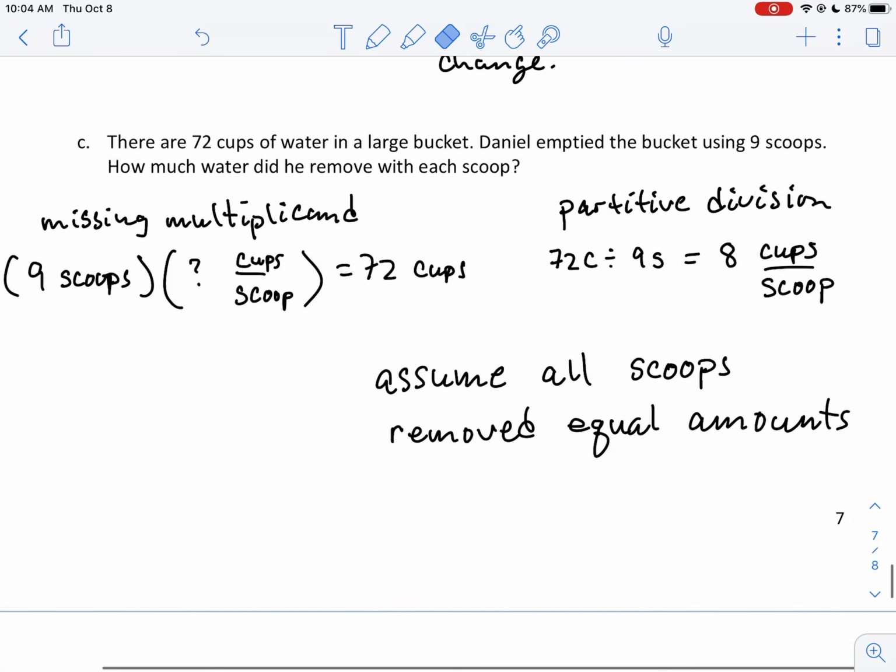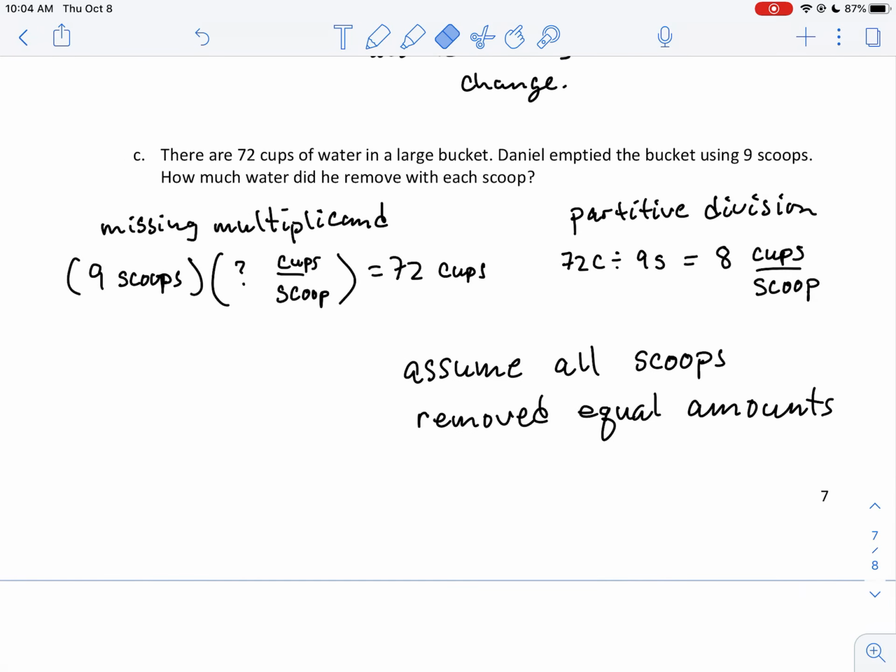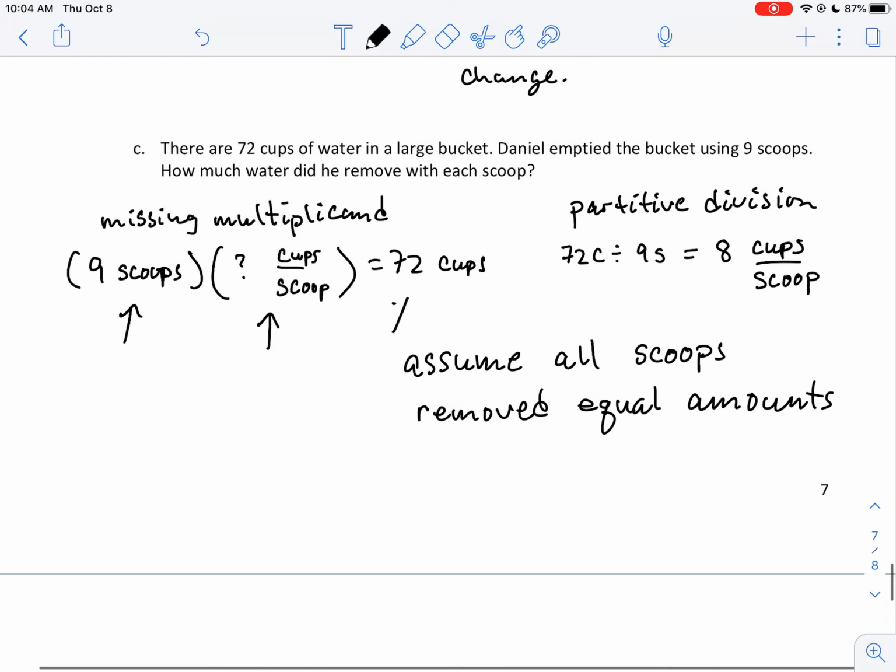And the last one, there are 72 cups of water in a large bucket. Daniel emptied the bucket using 9 scoops. How much water did he remove with each scoop? All right, so each scoop is a multiplier, and we don't know how many cups per scoop. That's the missing part. But we know that the total needs to be 72 cups. And so this is clearly a missing multiplicand task.